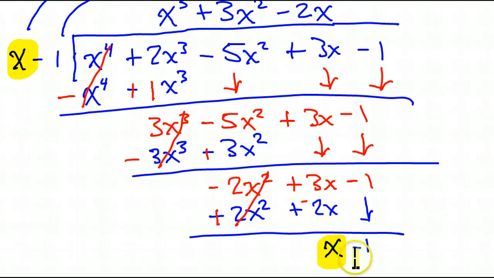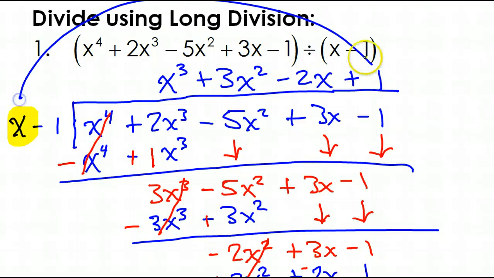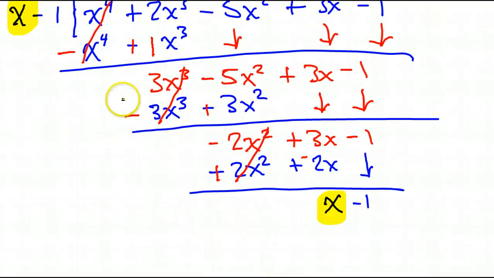So I've got x and I've got x. So I ask myself, x times what makes x? Well, x times 1 makes x. Now I take that 1 and I do the distributive property. Here and here. So 1 times x is x, and 1 times negative 1 is negative 1. I will immediately subtract by changing the signs.